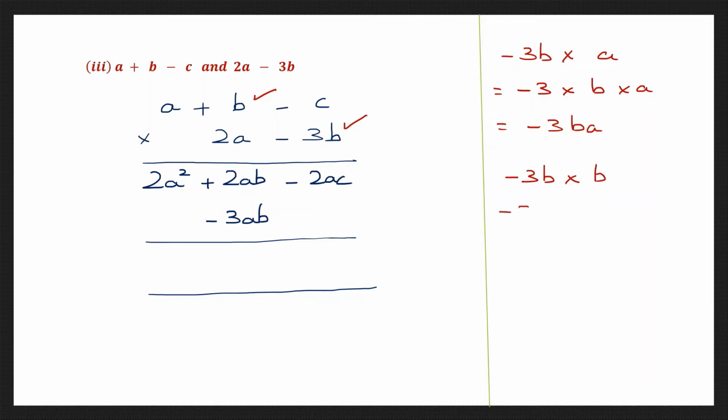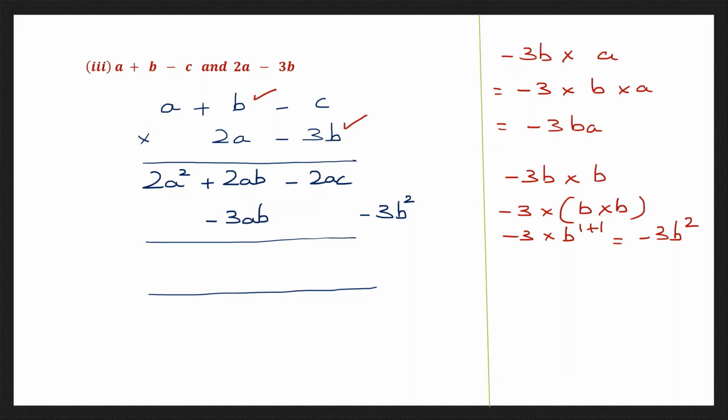So that is minus 3 into b, which is minus 3 into b to the power of 1 plus 1, minus 3b raised to the power of 2. So we don't have a column for that. We'll write that separately, minus 3b raised to the power of 2.